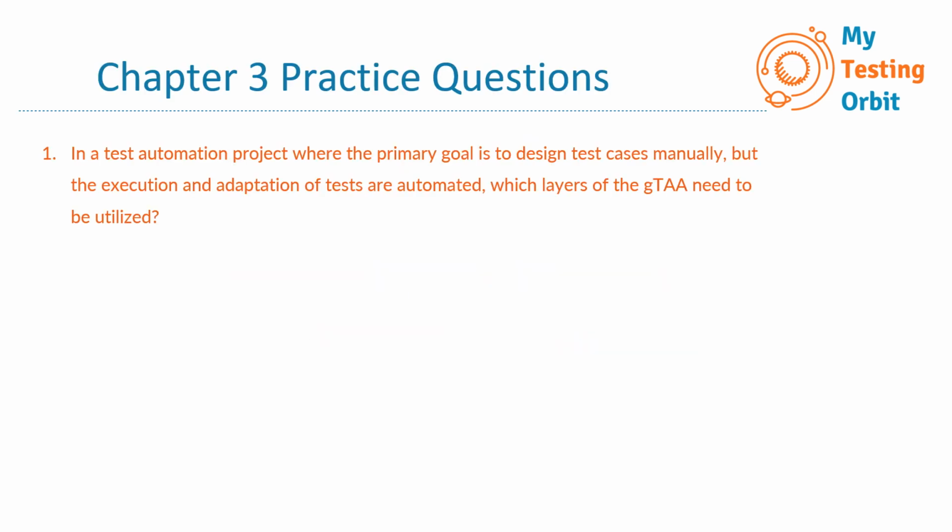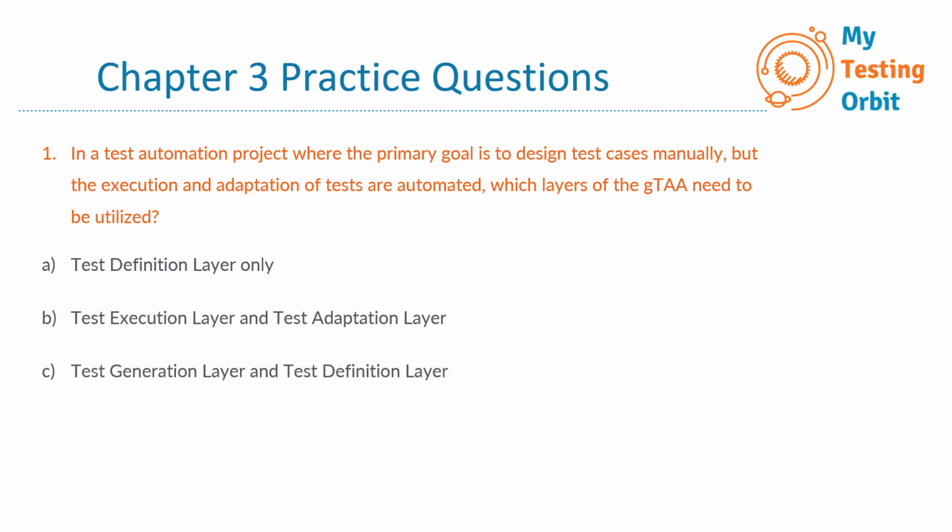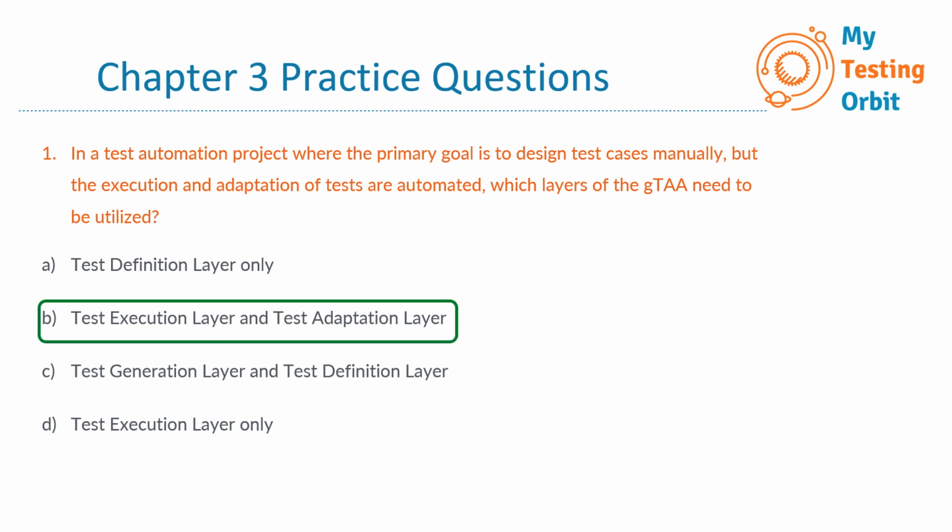Question number 1. In a test automation project where the primary goal is to design test cases manually, but the execution and adaptation of tests are automated, which layers of the GTAA need to be utilized? The options are A. Test definition layer only, B. Test execution layer and test adaptation layer, C. Test generation layer and test definition layer, and D. Test execution layer only. And the correct answer is B. Test execution layer and test adaptation layer.